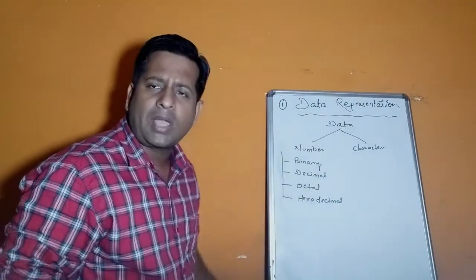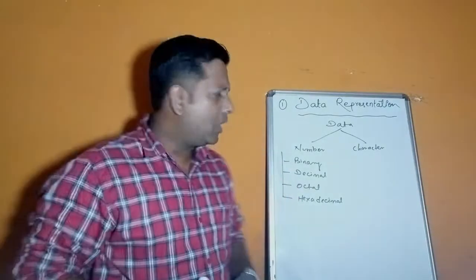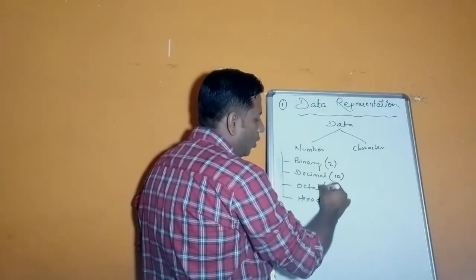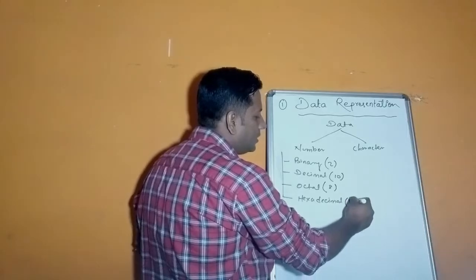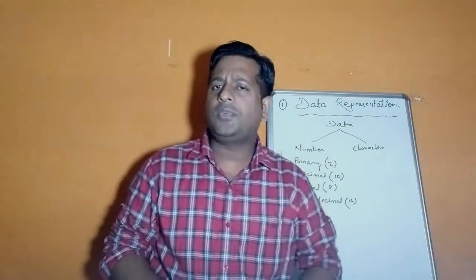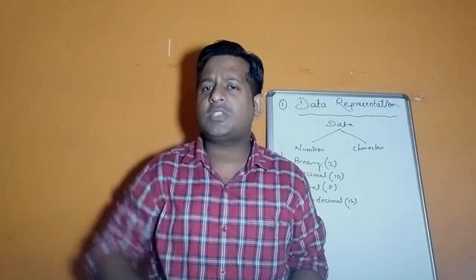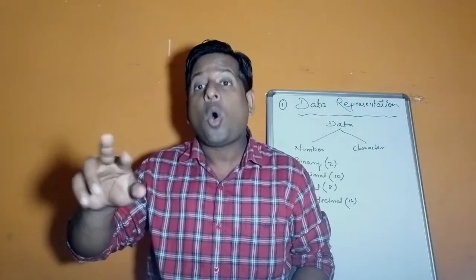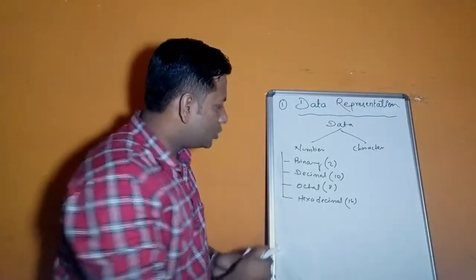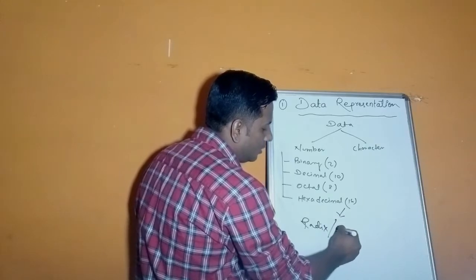All four of these number types have a radix or base. So what is radix and base? Binary has 2, decimal 10, octal 8, hexadecimal 16. How did these numbers come? Binary consists of two digits, either 0 or 1. 1 represents on, 0 represents off. So it has a radix or base of 2.